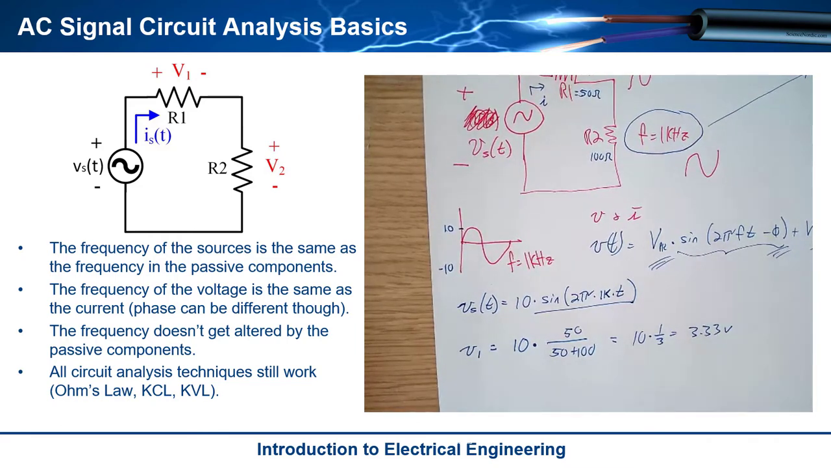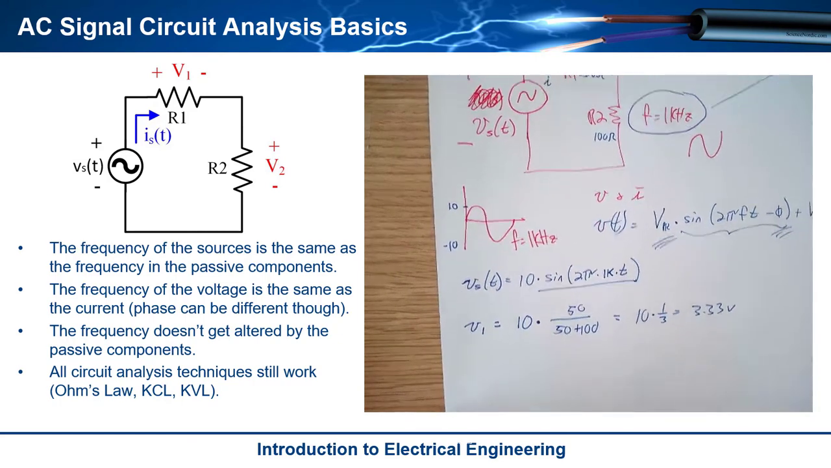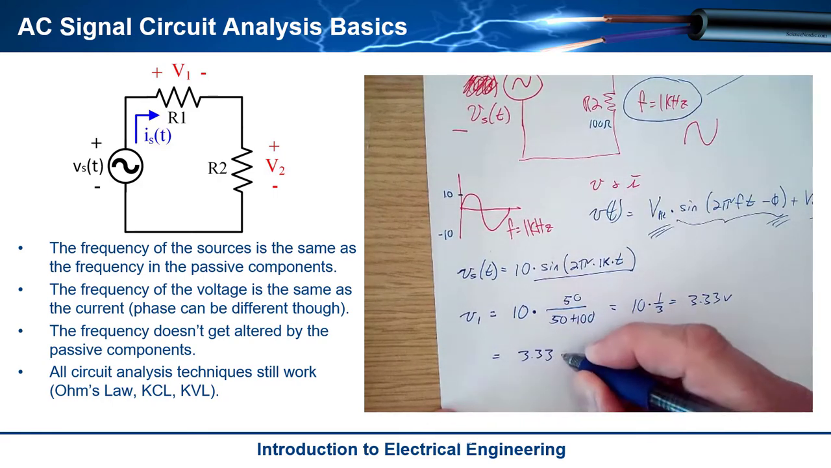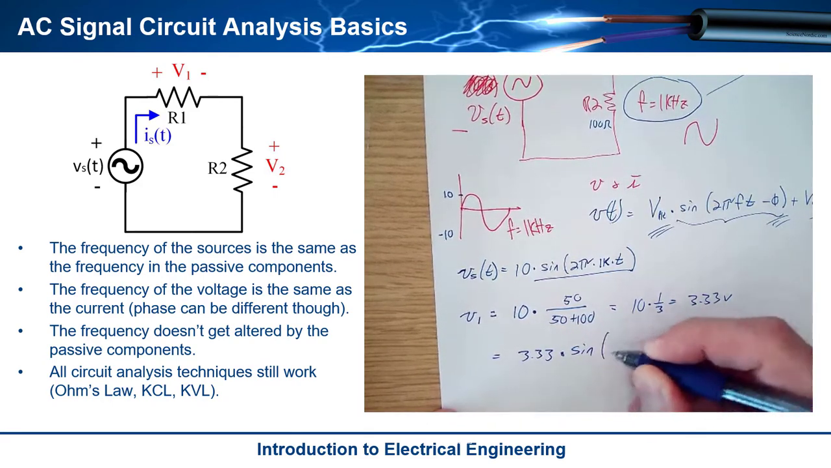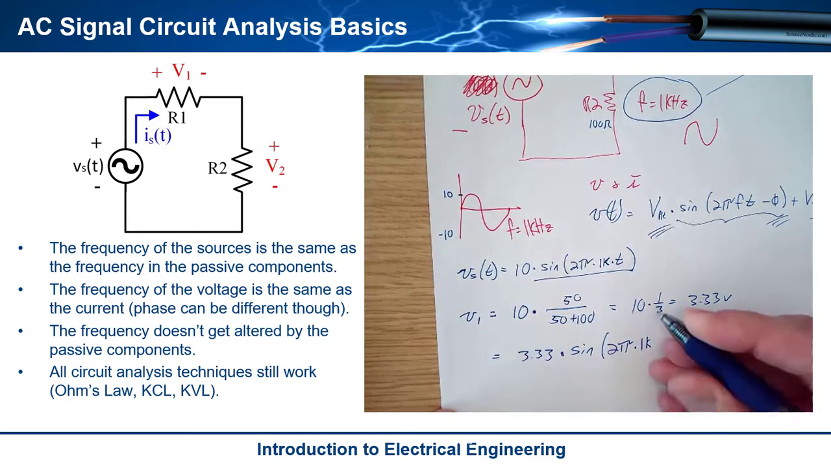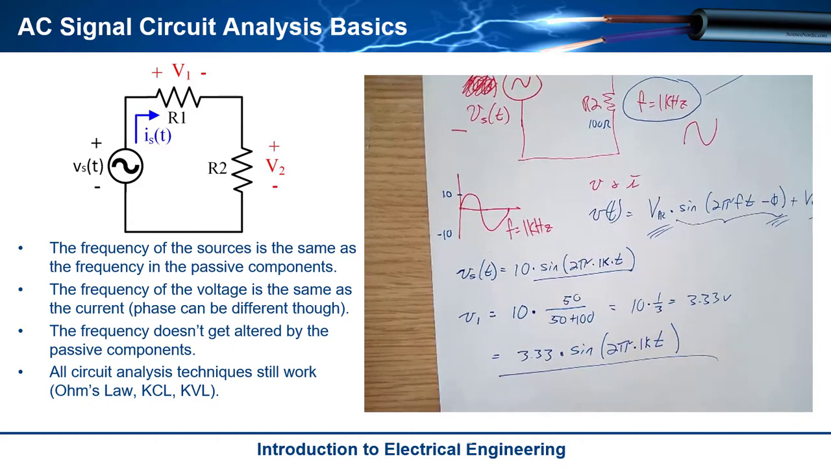And look what I did, I just used the amplitude there because I was able to put the frequency to the side. Well, now if I wrote the expression for that voltage, it would simply be 3.33 times sine of 2 pi 1k t, because the frequency didn't change, and that's it. So I just figured it all out.